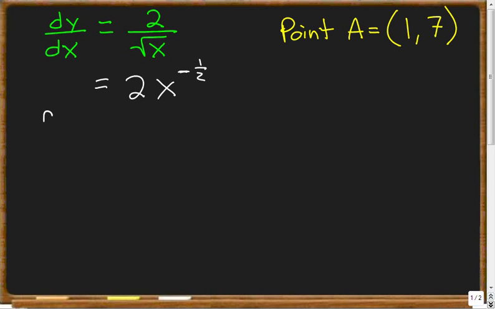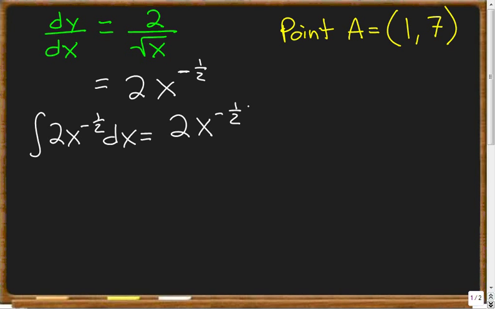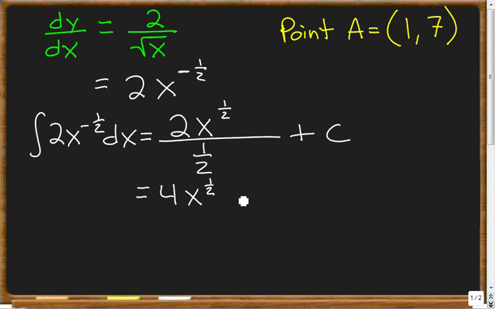When we integrate 2x to the negative 1/2, first you rewrite your function, add 1 to your exponent, and divide by that new exponent. Negative 1/2 plus 1 makes 1/2. We then divide by the 1/2, and we add c. If we simplify this, you end up with 4x to the 1/2 plus c, and that equals f of x. Or, in this case, since we're using dy/dx, it equals y.